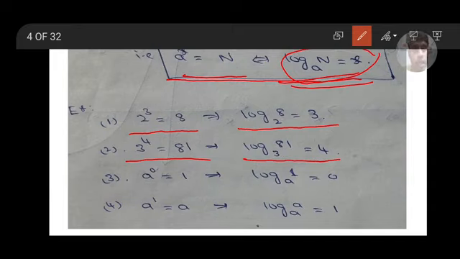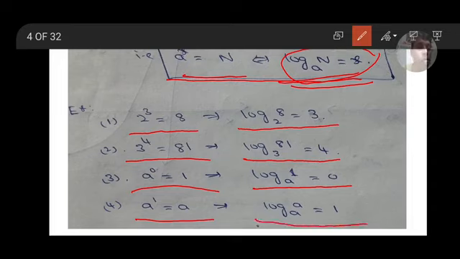Next, a to the power of 0 equals 1. For any number a, a to the power of 0 is 1. From the above, log 1 to the base a equals 0, meaning the value of log 1 for any base must be 0. Next, a to the power of 1 equals a. Any number to the power of 1 equals the same number. a to the power of 1 equals a implies log a to the base a equals 1.